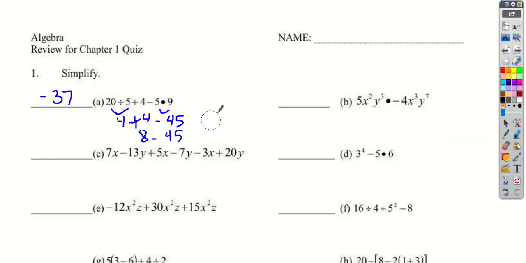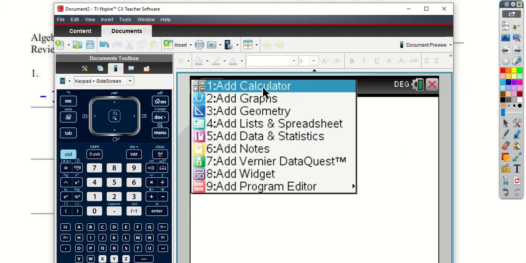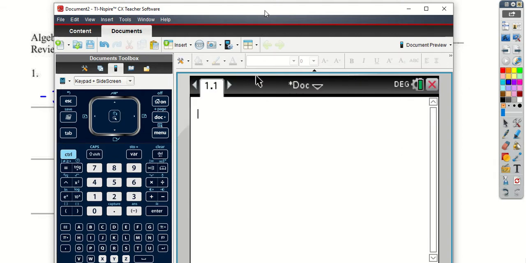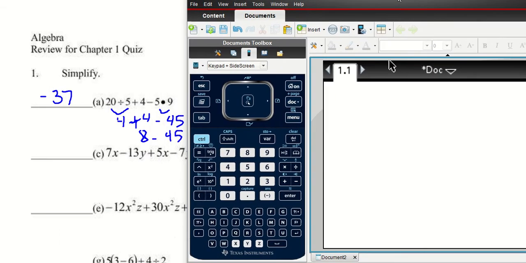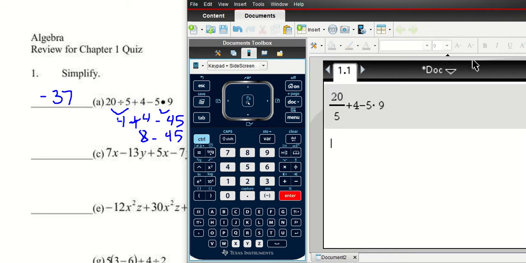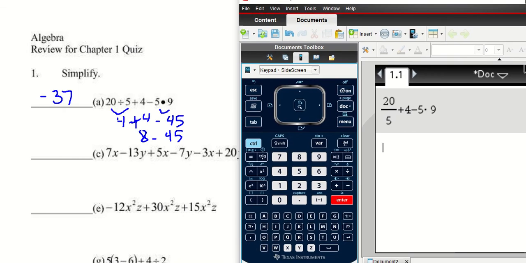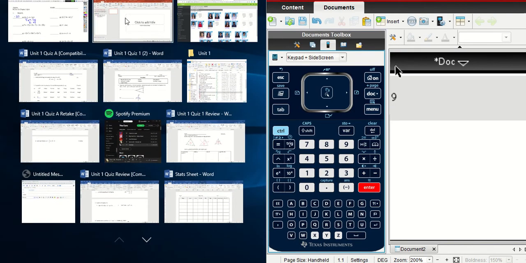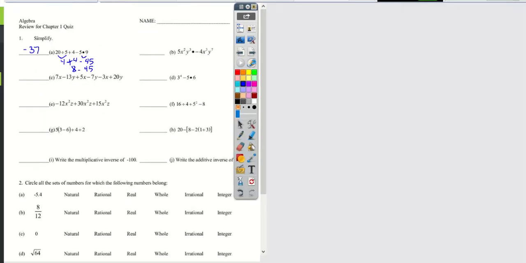You can take your calculator. Open up a calculator page, and you can just type in what the question said. So it says 20 divided by 5 plus 4 minus 5, and then times 9. Just check to make sure this says exactly what it does here, and then we can hit enter, and it'll do the work for us. There's negative 37. So that's all we have to do. I'll continue to do both ways just so you can see it, but that's essentially all we're looking at there.